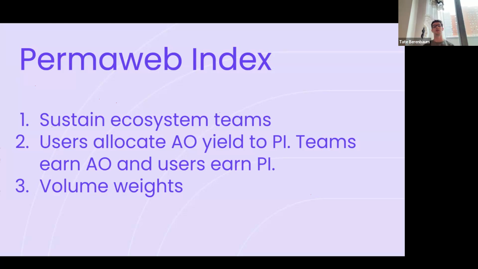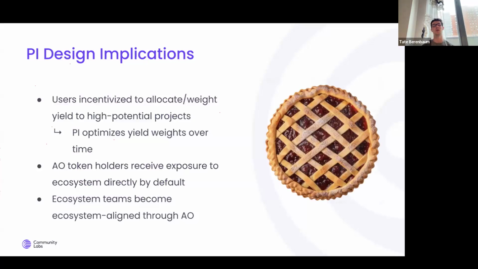So for instance, if there's a team called Base Jump and 1/3 of all of the weight of all the capital is being directed to them, then 1/3 of the PermWeb index component allocated to teams gets directed to them as well. As you can tell, I haven't found a great way to explain this concisely, but I'm happy to answer any questions that you guys have along the way. I think what's probably more relevant, though, in the meantime, is talking about the design implications of it.